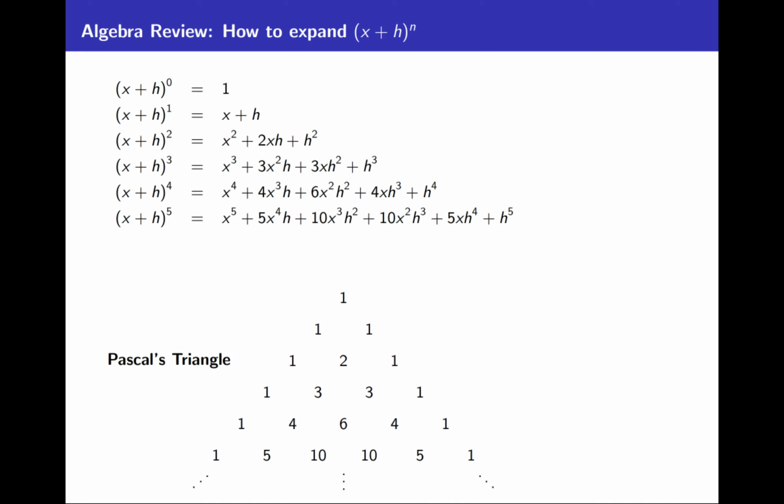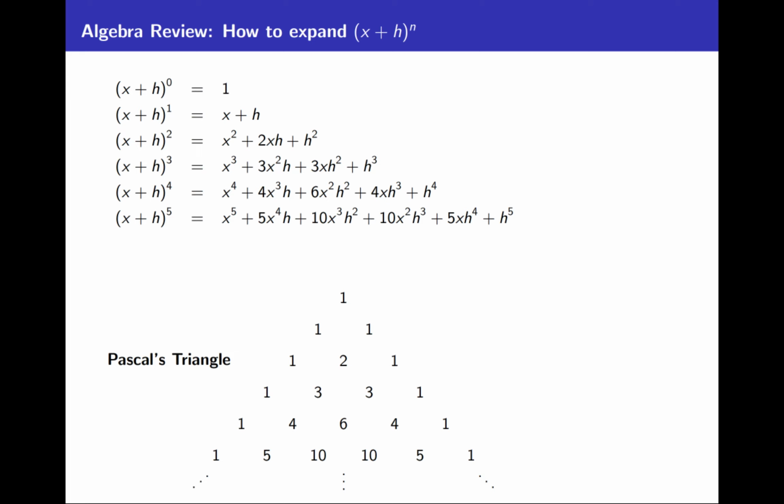But the important thing about Pascal's triangle for us is it gives us the coefficients for x plus h to the power of n. You just look at row n of Pascal's triangle. For example, x plus h to the power of 5 has coefficients 1, 5, 10, 10, 5, and 1. And those are the numbers from row 5 of Pascal's triangle. Likewise for x plus h to the 4, the coefficients are 1, 4, 6, 4, 1. That comes from row 4 of Pascal's triangle, 1, 4, 6, 4, 1.